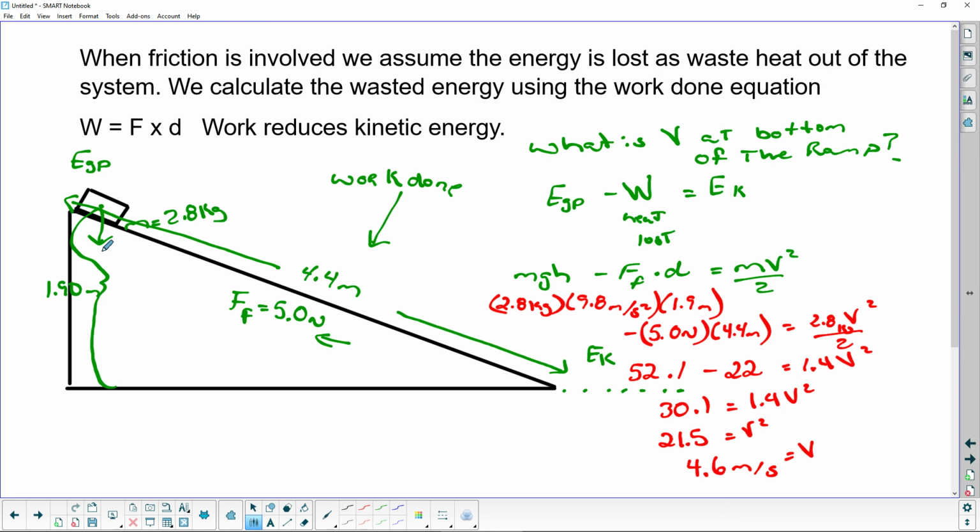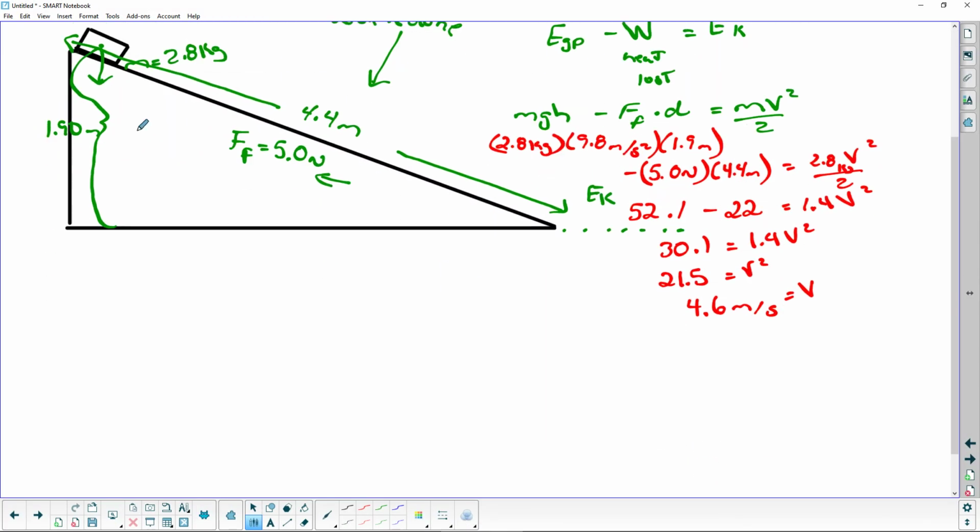All right, so one more thing for today, and we'll call it a day. So that's an example of using energy conservation when friction is involved a little bit. Now we haven't used one with an elastic energy, but we'll save that for next day. And we'll just summarize this.